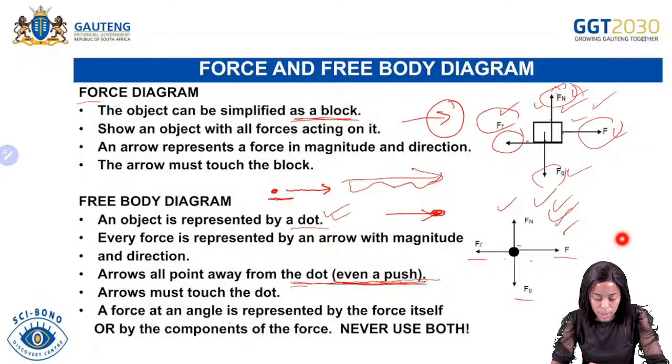Then it says a force at an angle is represented by the force itself or by the components of the force. Never use both. Okay, let me repeat. A force at an angle is represented by the force itself or by the components of the force. You are never going to use both. With this one, I will explain it in detail to you later on.